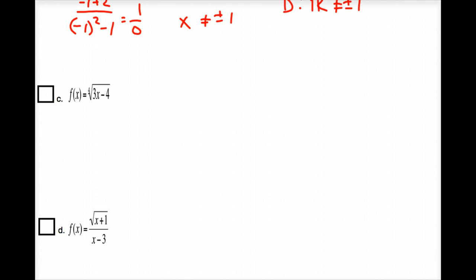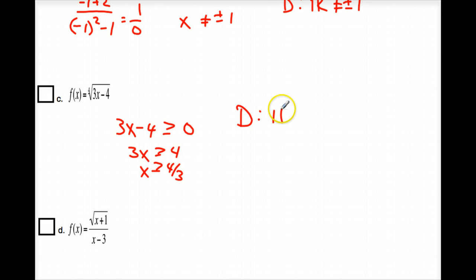C doesn't have a denominator, but it has an even root. It's got a fourth root. I can't fourth root a negative. So when you have an even root, what I want you to do is take the inside of the root and say that the inside of the root has to be greater than or equal to 0. It can't be negative. So I solve that little two-step inequality, add 4, divide by 3, and I say, oh look, x can be anything greater than or equal to 4/3. It can't be smaller than 4/3. If it's smaller than 4/3, I'm going to be trying to fourth root a negative, which doesn't work. So domain, all reals greater than or equal to 4/3.